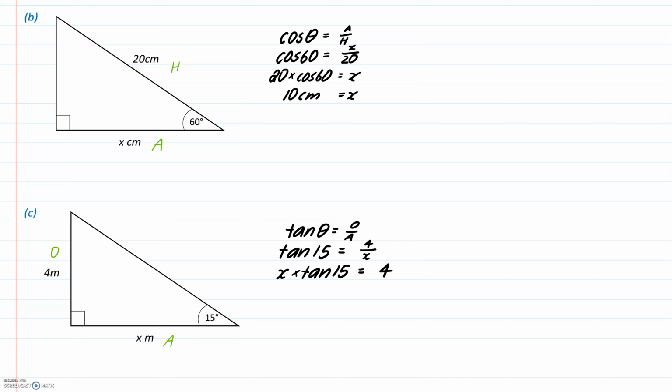That's our next line. How would we undo a times? To get x by itself, we would divide. So to get x by itself, we're going to divide both sides by tan 15. So 4 divided by tan 15 is equal to x. Pop that on the calculator, and x is equal to 14.93 centimeters. Remembering to round to 2 decimal places because we're dealing with measurement.